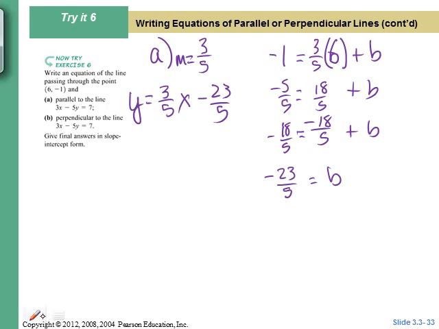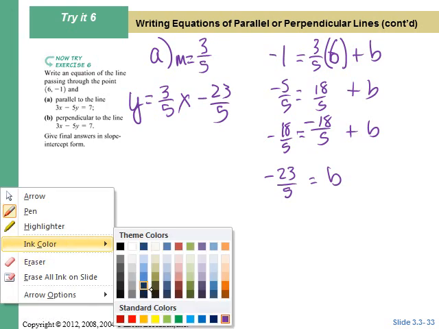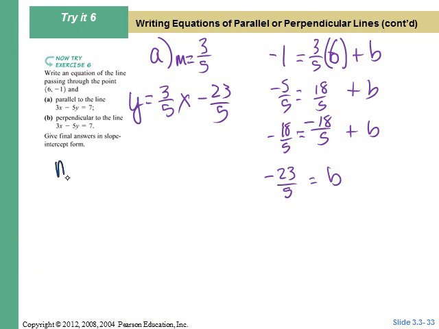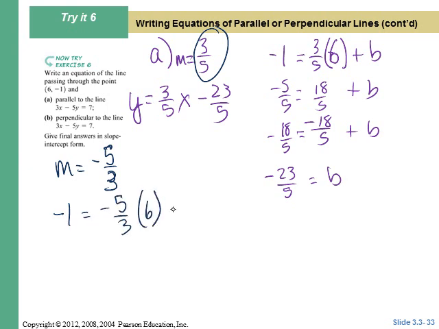I'm going to change colors. Perpendicular means the m is going to be -5/3. We have to take the reciprocal of the slope and make it negative. Now substitute in our point: y, -1 equals -5/3 of 6 plus b.